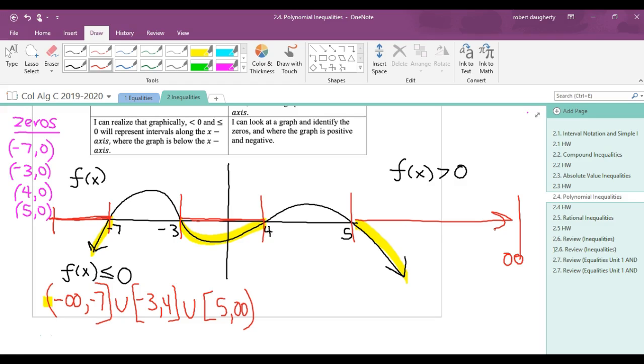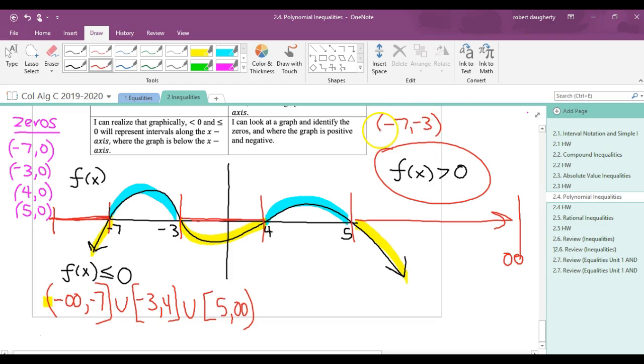And so, what if I then ask for where is this graph greater than 0? Okay. That's going to be from here to here and here to here. And what are those intervals? Yeah. -7 to -3, and then what? 4 to 5. Okay. And that should be it.